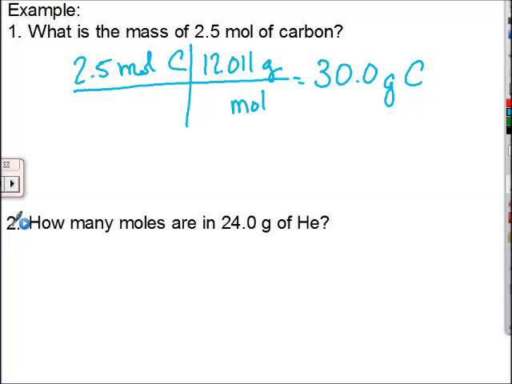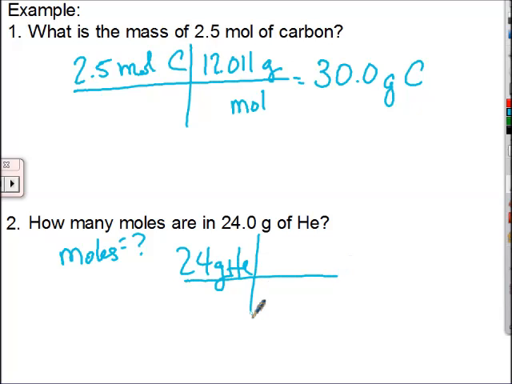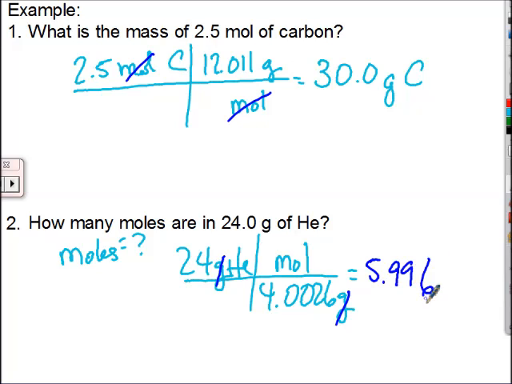Another example, if I'm trying to find out how many moles are in 24 grams of helium, I go to the periodic table and I found out that helium is 4.0026 grams for every mole. Now notice I divided that. Why did I do that? So that my units will cancel. You always want your units to cancel, just like we did in our conversions. So now I take 24 divided by 4.0026, and I get 5.996, or I could round it off to 6.0 moles.